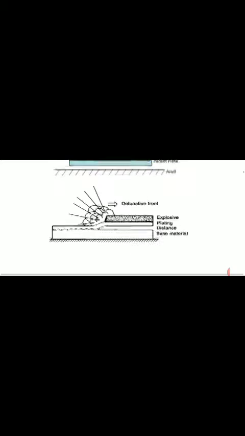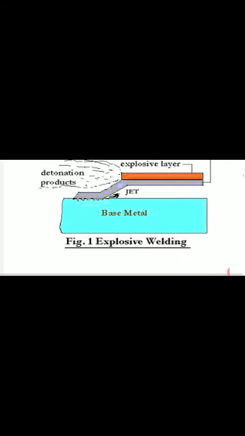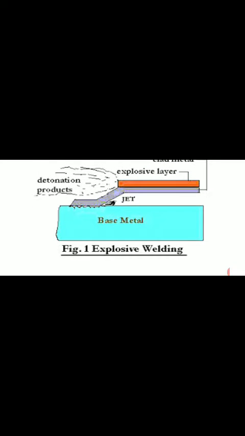So all arrangements were shown, and the different parts are also shown here. When it is detonated, high impact pressure is generated over the work part, the flare plate, and it strongly bonds over the parent part. This clearly shows the explosive layer, clad material, base material, detonation product, the flare plate or clad metal, then explosive layer, buffer layer, everything. And thus it is the principle of operation, all shown clearly in the figure.